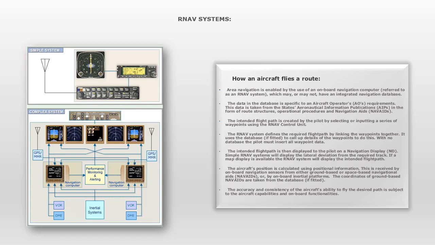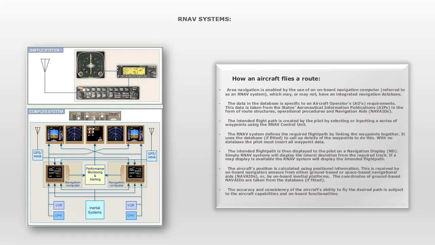This data is taken from the state's aeronautical information publications in the form of route structures, operational procedures and navigation aids. The intended flight path is created by the pilot by selecting or inputting a series of waypoints using the nav control unit. The RNAV system defines the required flight path by linking the waypoints together. It uses the database, if fitted, to call up details of the waypoints to do this. With no database, the pilot must insert all waypoint data.